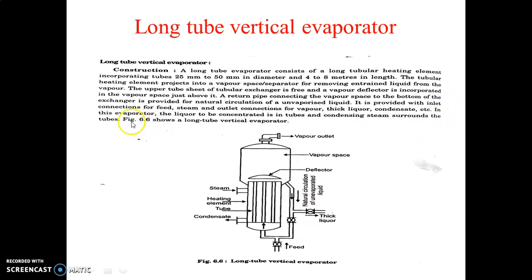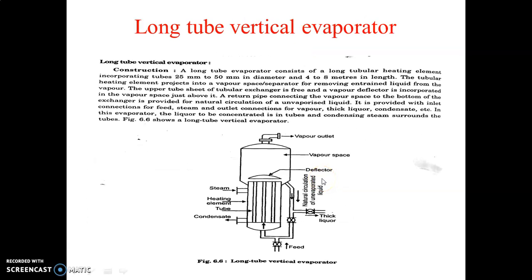It is provided with inlet and outlet connections for the feed. So this is the connection for feed, the liquid to be concentrated in the tubes. Condensing steam is added here, and the outlet is provided here for thick liquor, and an outlet is provided for vapor at the top of the evaporator. So this is the construction of the long tube vertical evaporator.